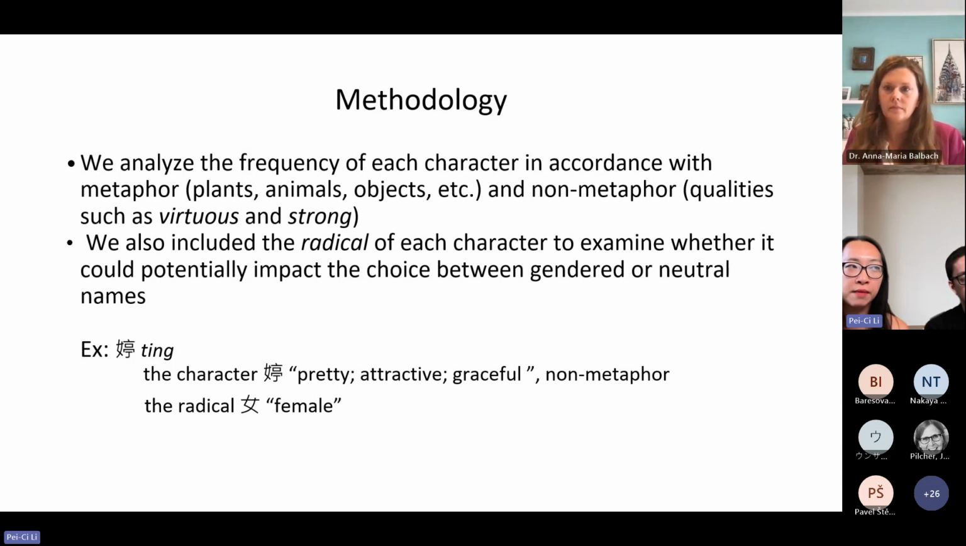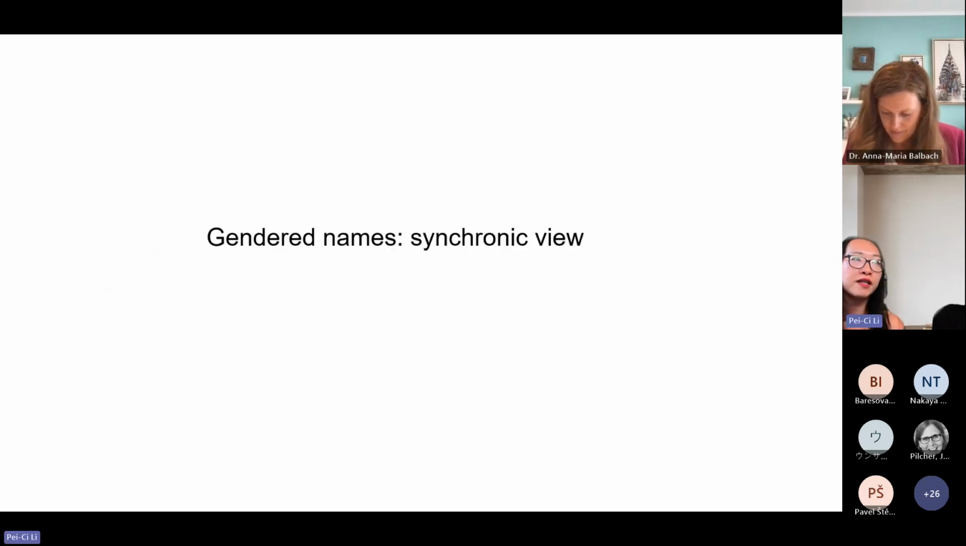So take one example of our data. The character Ting is a character often used in naming girls. So we analyze this word on two levels. First one is from its character, and the meaning is pretty, attractive, graceful. So we categorize this character as a non-metaphorical attribute. And second one, we take the radical of this character, which is 女, female. So next part, Mark will present gendered and neutral names from the synchronic view and diachronic view.